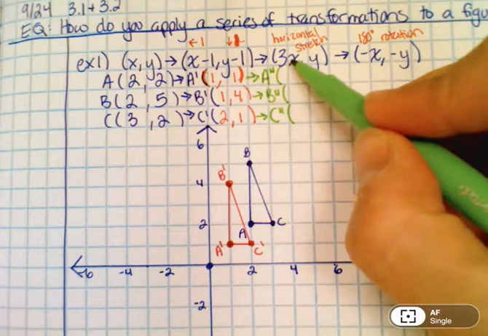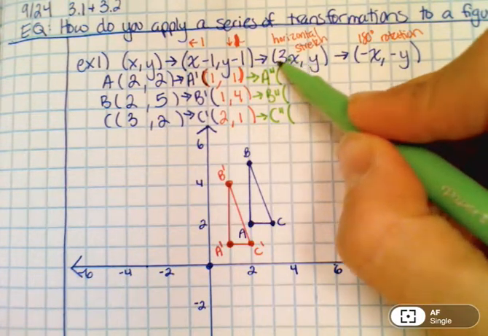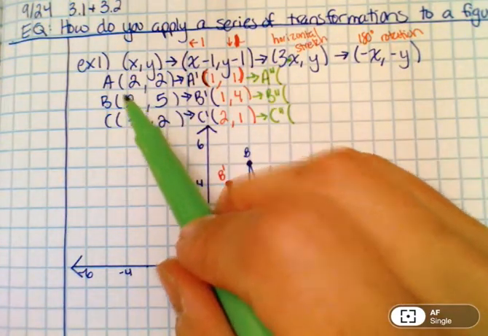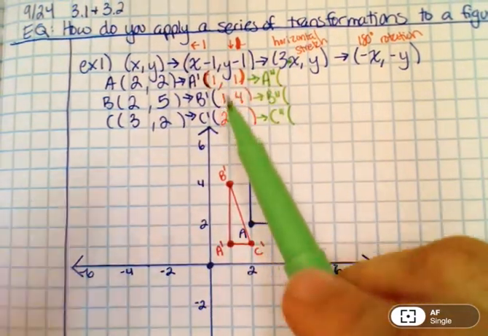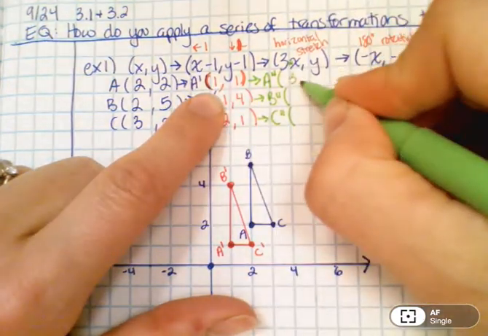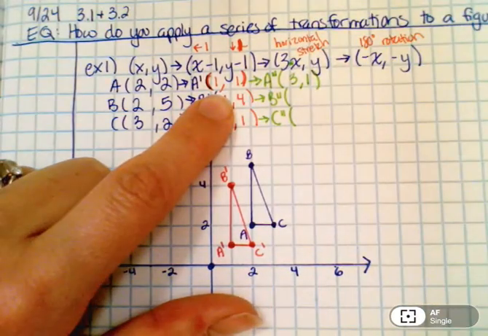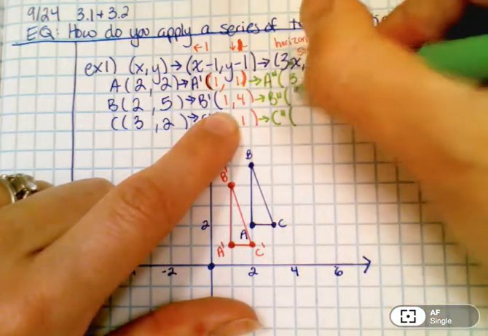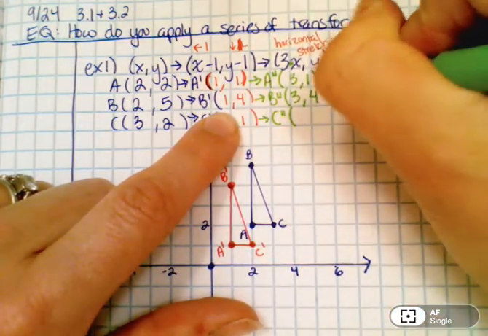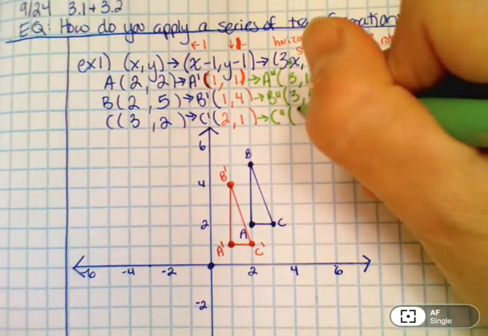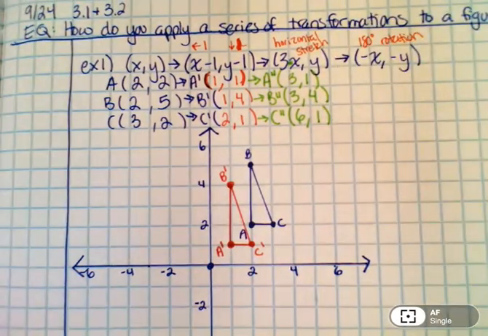And so this says take X, multiply it by 3, leave Y unchanged. So remember, I'm not going back to my original figure. I'm using the one that came right before. I'm going to take X and multiply it by 3. 1 times 3 is 3. Y remains unchanged. Again, I'm going to take X, multiply it by 3. 1 times 3 is 3. Y remains unchanged. Go ahead and do C double prime. And hopefully you got 6, 1. Graph it.